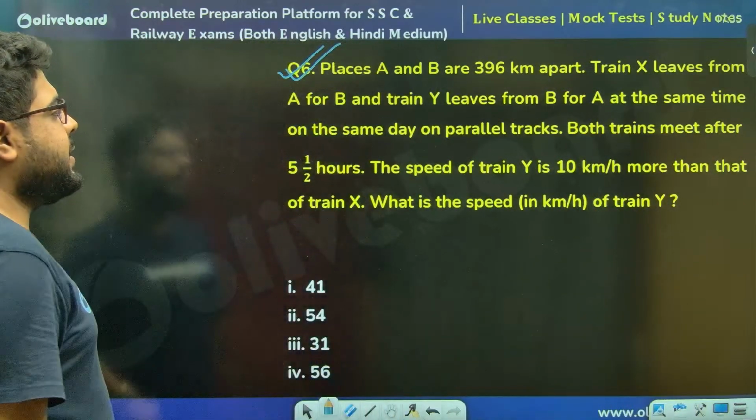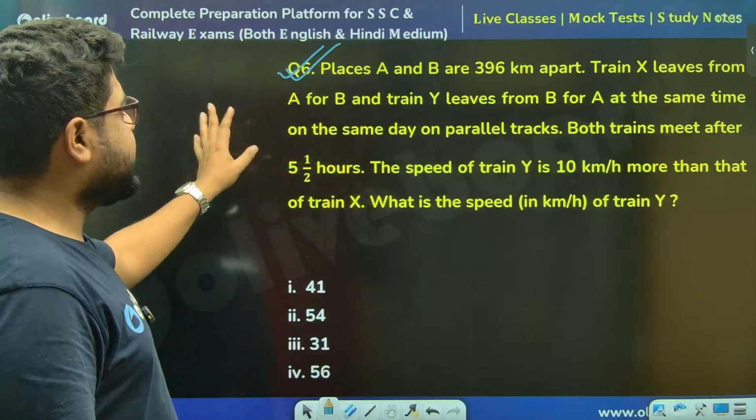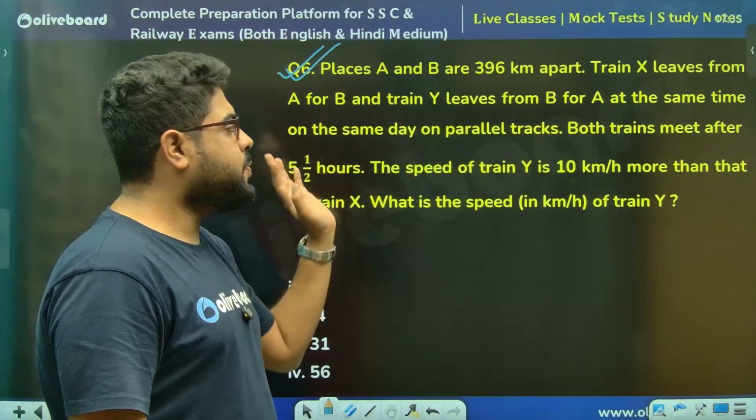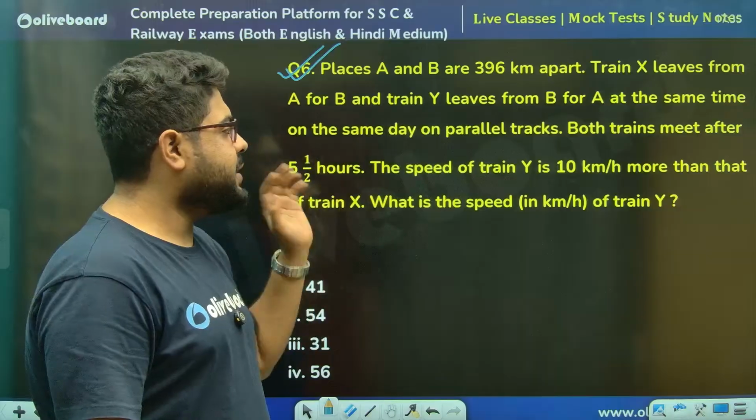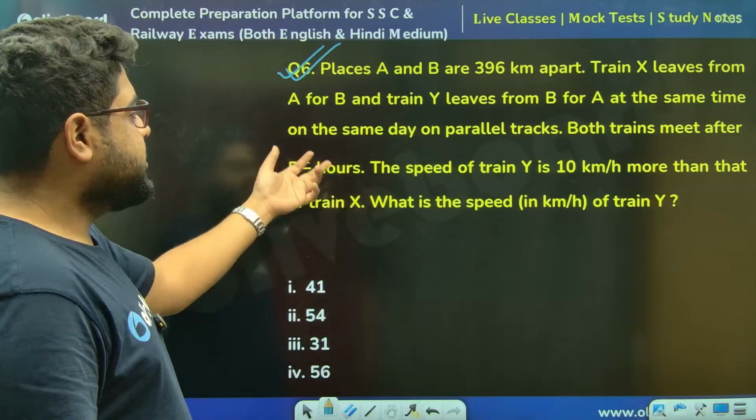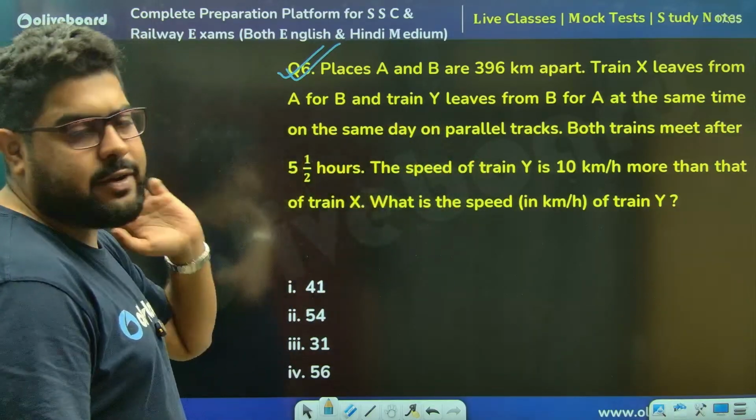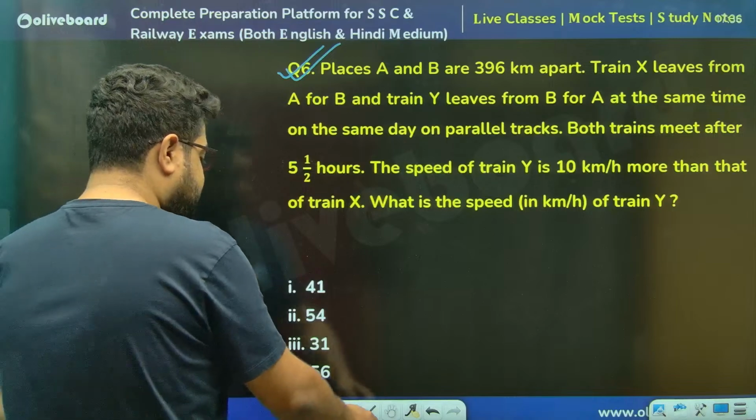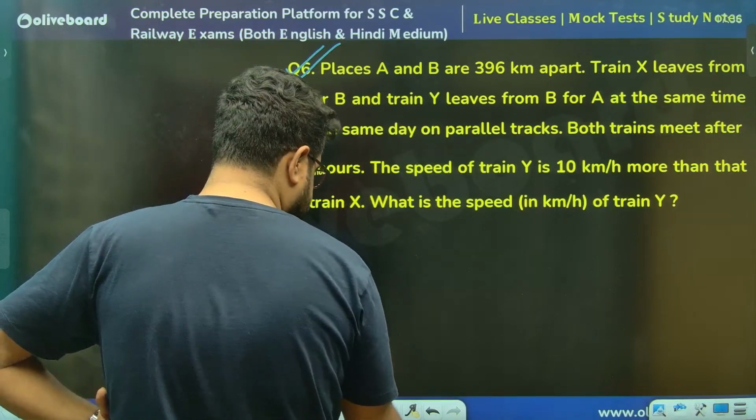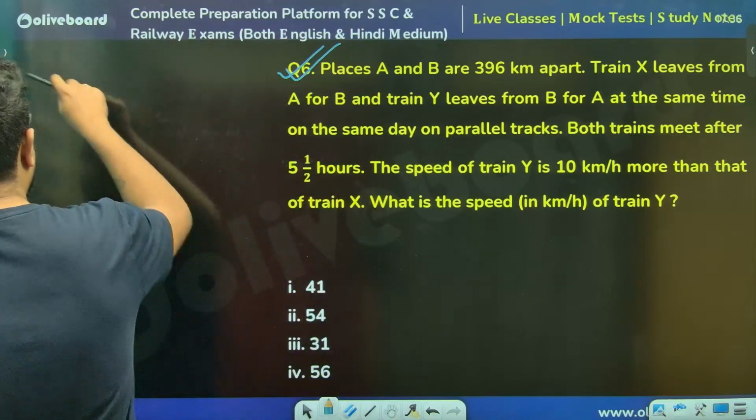Places A and B are this much apart. Train X leaves from A, train Y from the opposite end, at the same time, same day, on parallel tracks. They meet after this time. The speed of train Y is more than that of train X. Chalo. A good question, sir, actually a very simple question.